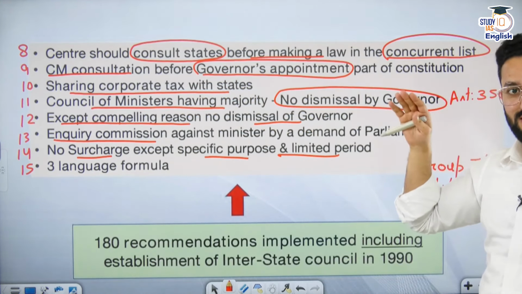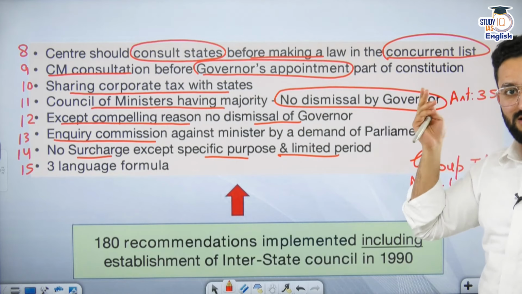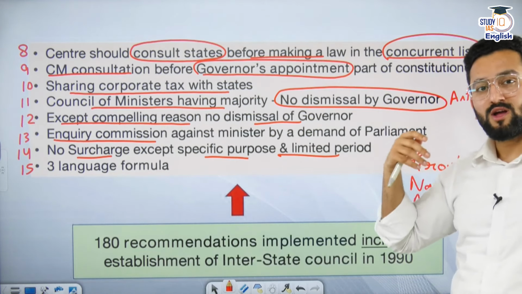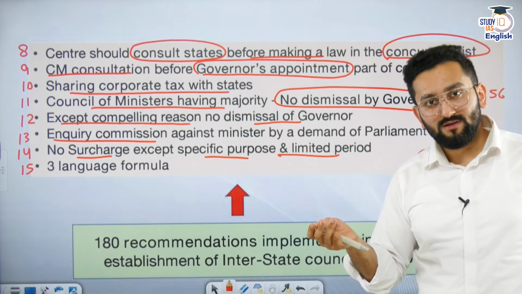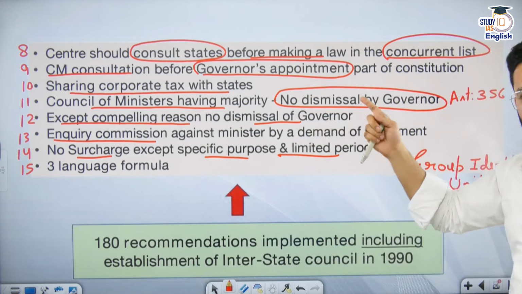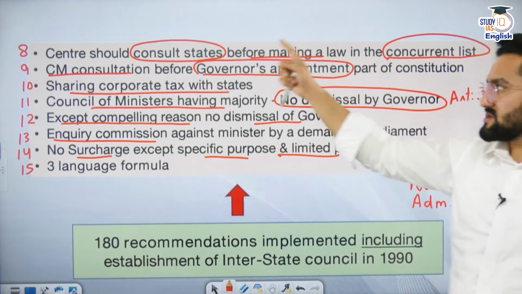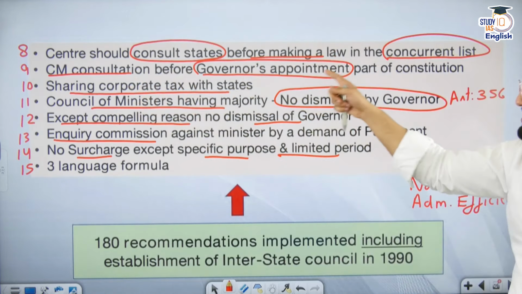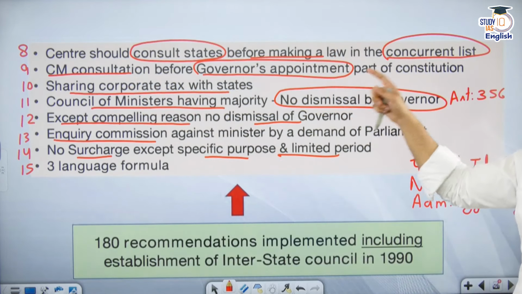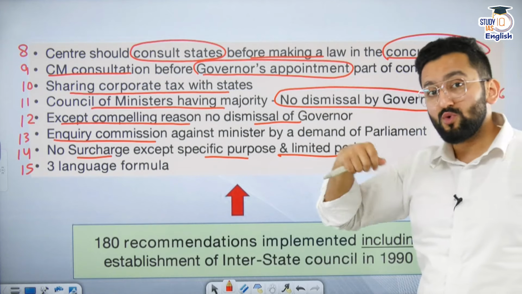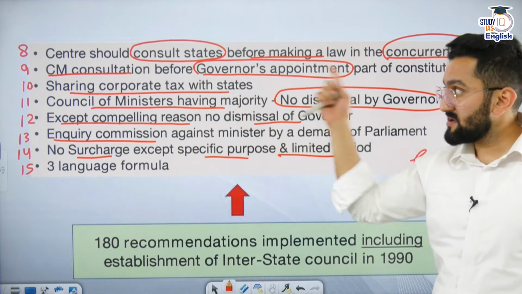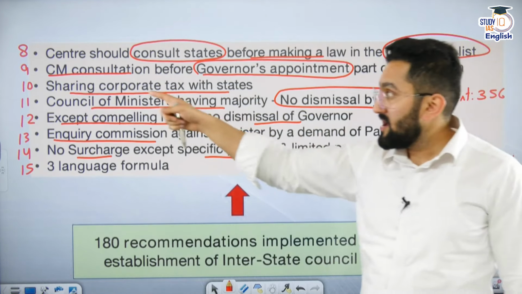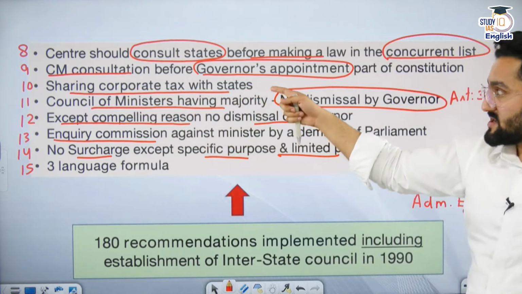I hope you're connecting. This was the apprehension that the center tried to overpower, right? So they are saying if you're making law in this concurrent list, consult states. CM consultation before governor's appointment, because the governor has to work in close coordination with the CM, so the CM's recommendation should be accepted. Sharing corporate tax with states.